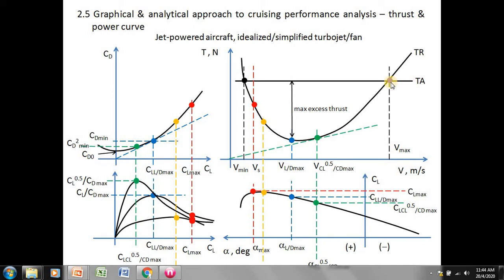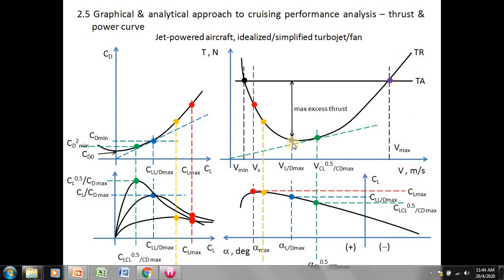So the purple dot here is the point where your thrust required is equal to the maximum thrust available, and this determines your maximum airspeed, or Vmax. So this is your Vmax. You cannot fly here because your airplane cannot produce enough thrust to counter the drag.